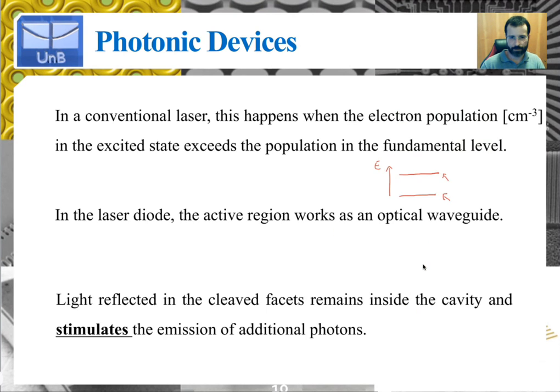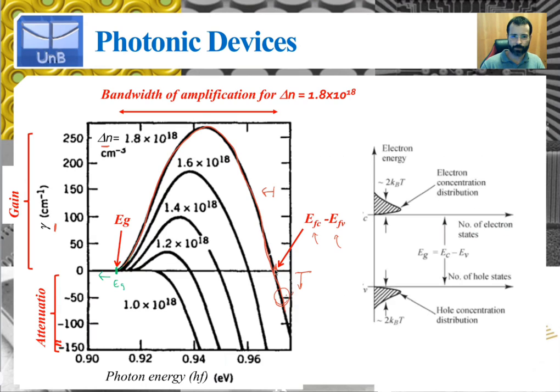And looking at this graph right here, this corresponds to energies to the right of this point right here. Okay, so to the right here you have attenuation, and to the left you have gain, for the reasons that we have explained so far.